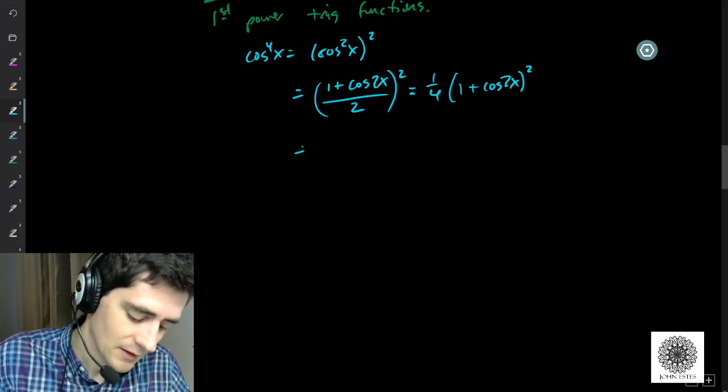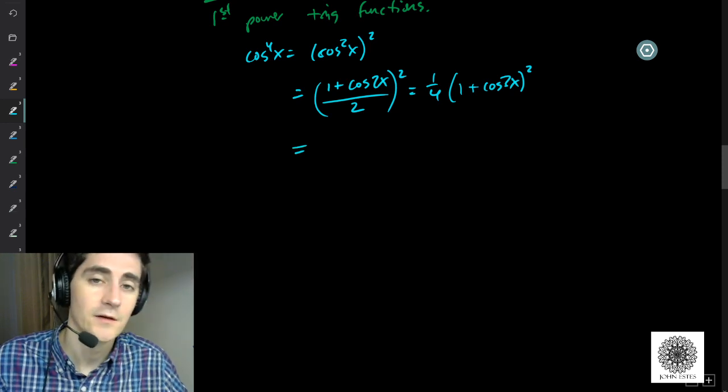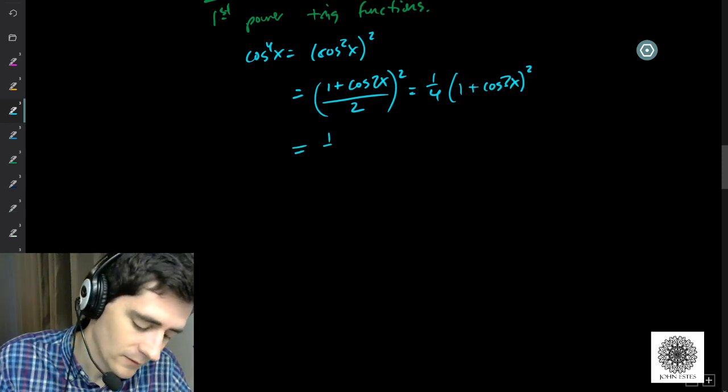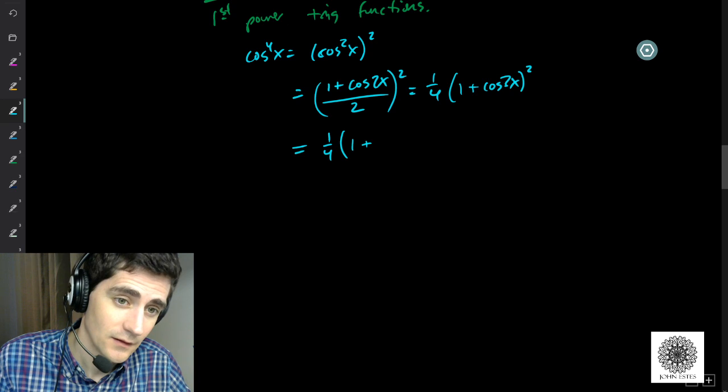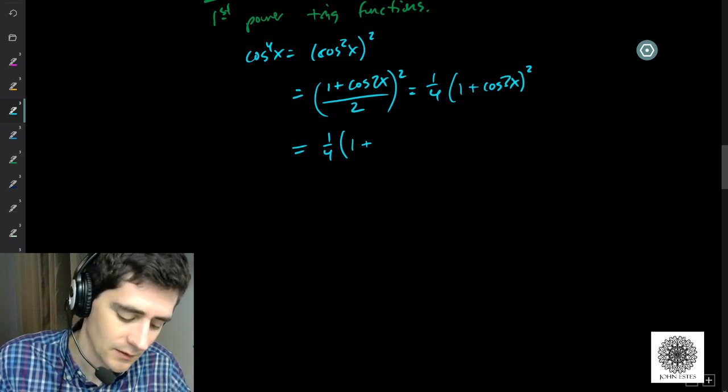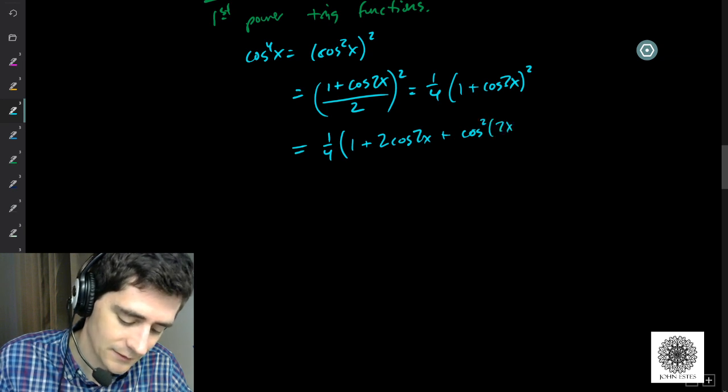All right, so now when I FOIL out the 1 plus cosine 2x, I have 1/4 times, let's see, 1 plus cosine 2x times 1 plus cosine 2x. 1 times 1 gives me 1, then 2 cosine 2x, and then plus cosine squared of 2x.